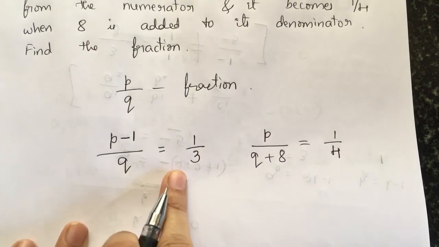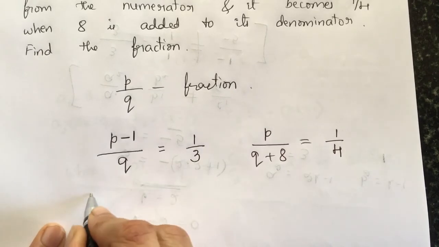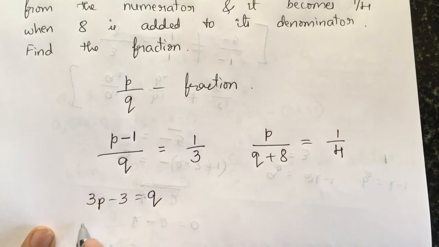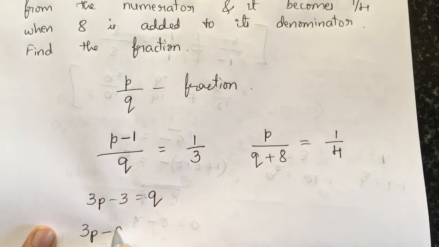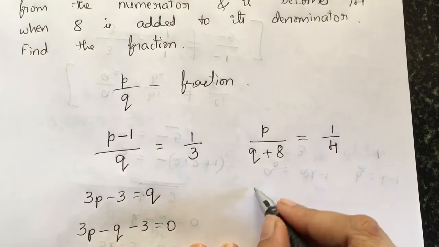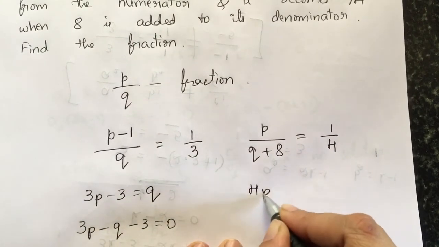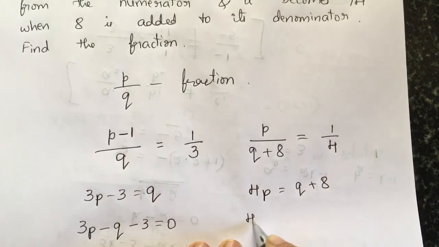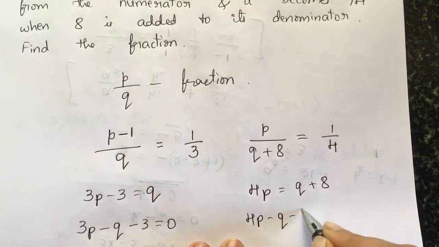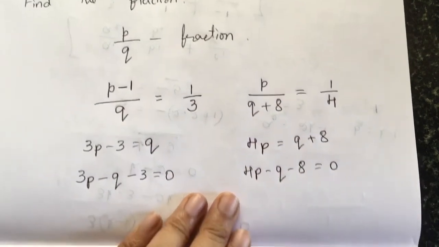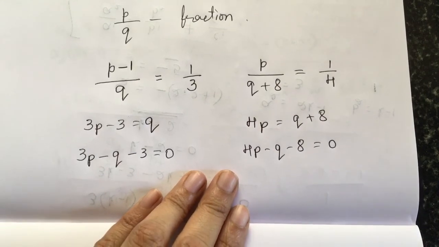So you have to rewrite this. 3p minus 3 equal to q. So 3p minus q minus 3 equal to 0. Then 4p equal to q plus 8. Then 4p minus q minus 8 equal to 0. I'm just doing the cross multiplication. Okay, I hope you are getting it.